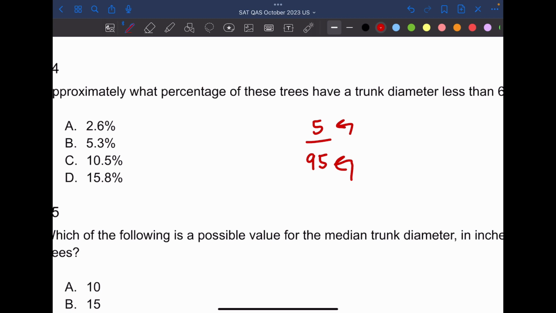If you put that in a calculator, which I'm going to do right now, so 5 divided by 95, you would get 1 over 19, but multiply by 100 to make it a percent. So that would give you about 5.26%, which is pretty much 5.3. So we are done, and the answer is B.